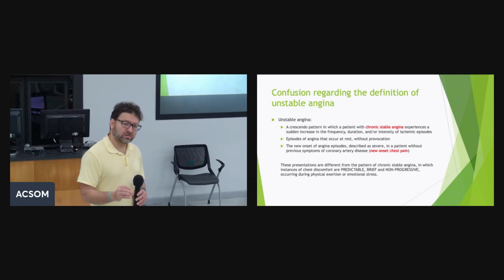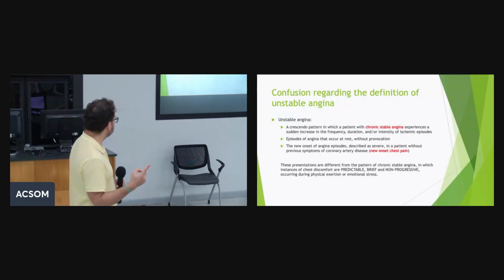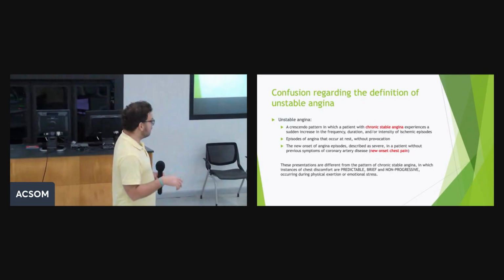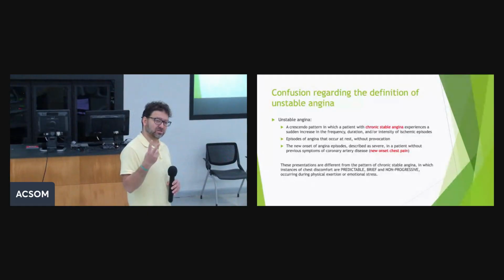Unstable angina is a different beast. Unstable angina is plaque rupture. So these are the patients that come in with unprovoked chest pain. Left-sided, radiating up the jaw, down the left arm, the classic symptoms. That's definition number 1. Chest pain at rest. Definition number 2. Definition number 3. Someone with stable angina, but the pain has somehow changed in intensity, frequency, or duration.